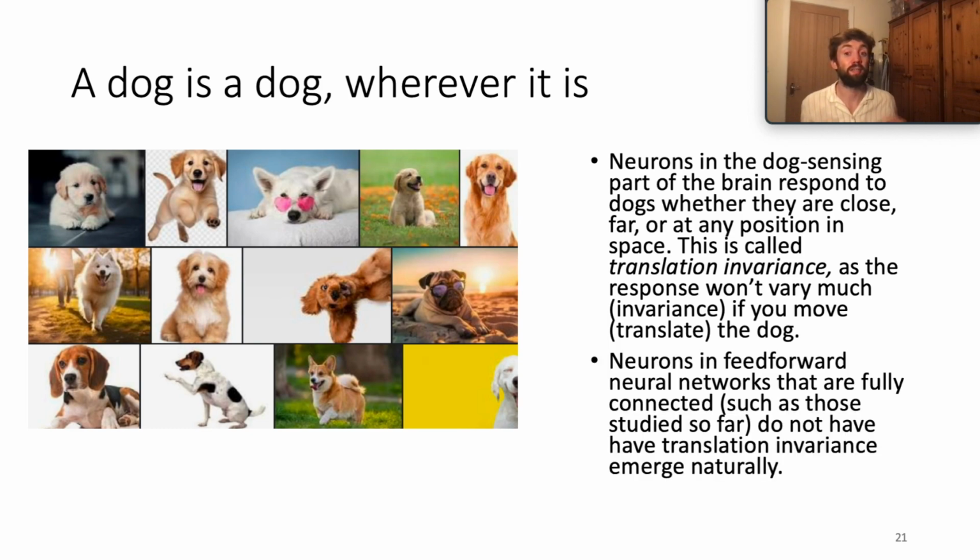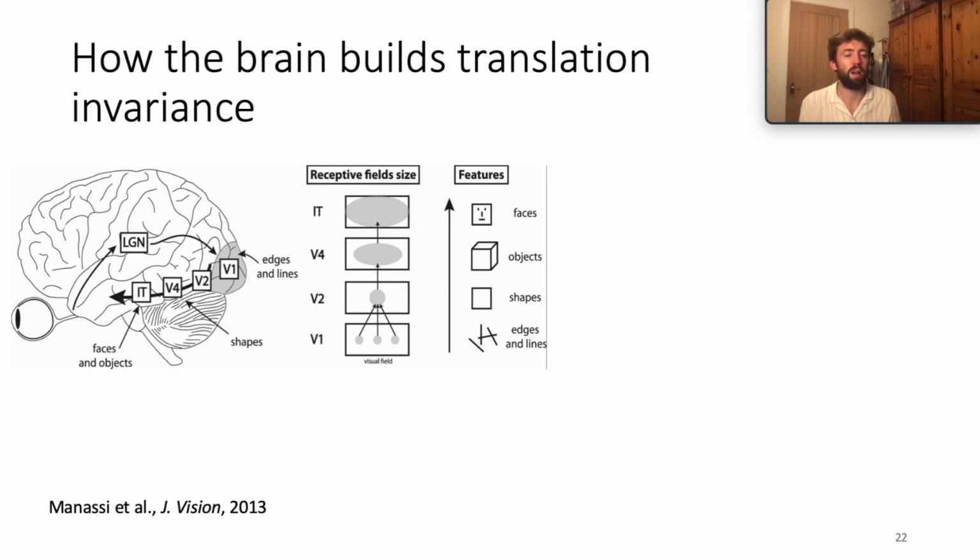However, neurons in feed-forward networks that are fully connected, such as the ones we looked at so far, do not tend to have translation invariance emerge naturally, unless you show perhaps all of the possible positions that you will see a dog in. You'll end up getting some neurons that specialize for dogs in particular locations and others that specialize for dogs in other locations. So how does the brain actually solve this problem, and how does the brain produce neurons that are sensitive to particular features that are invariant to translations of that feature around the visual space?